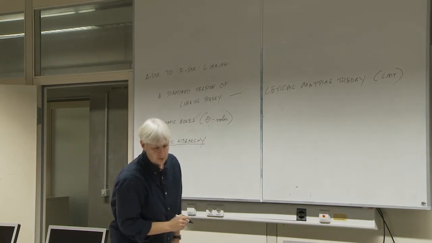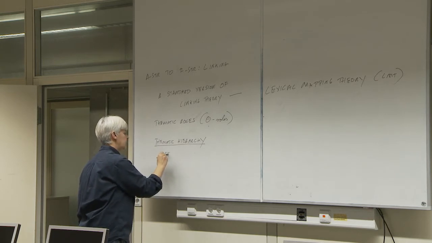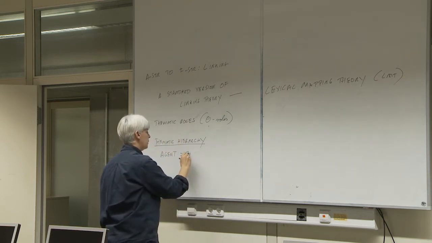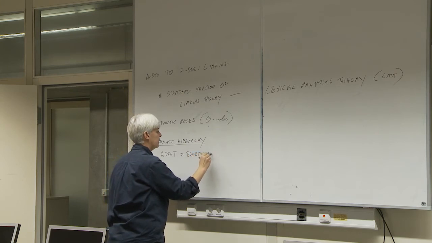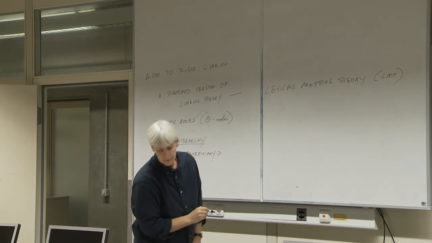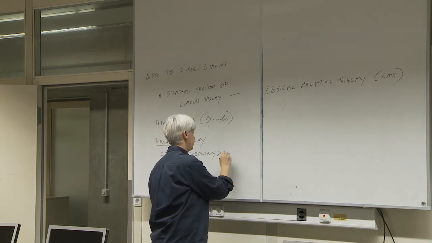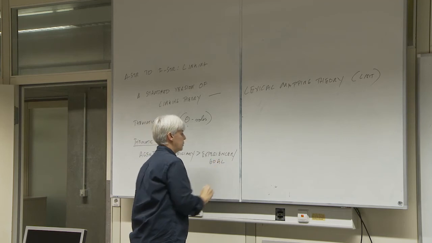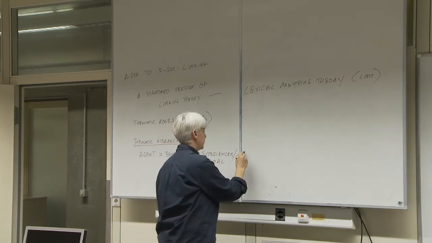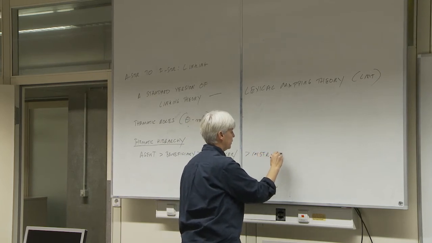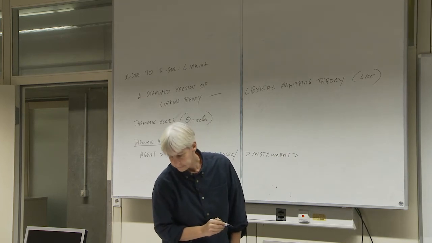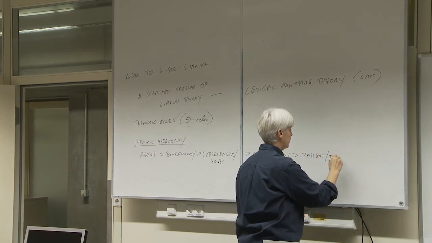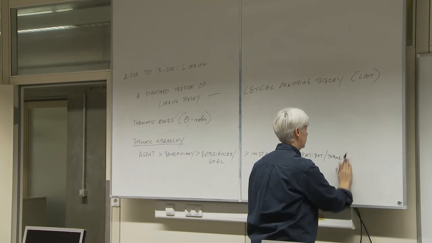The thematic hierarchy that LFG assumes, various different theories assume different ones, is: agent is higher than beneficiary, is higher than experiencer, goal, those are taken to be the same thing often, is higher than instrument, is higher than patient or theme, is higher than locative.